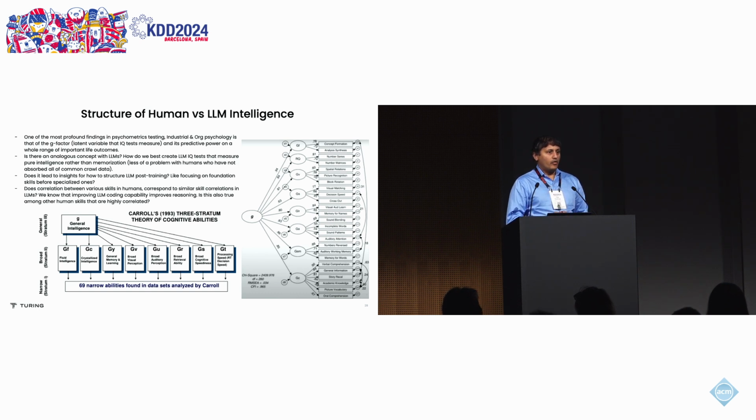Because a lot of the IQ tests that attempt to measure human G factor with the least bias and with the least variance will often fail with LLMs because of their knowledge of so many facts on the internet. And then, of course, the question is, does this lead to any insights regarding how to structure LLM post-training? Today, I do hear about various empirical findings regarding first trying to train the model on some general capabilities and then trying to build up to some specialized capabilities, etc.